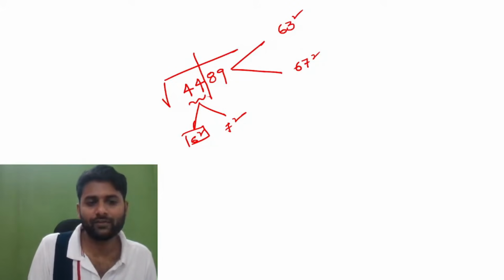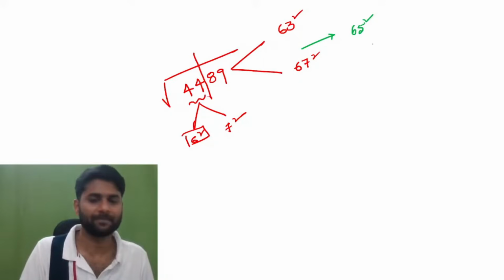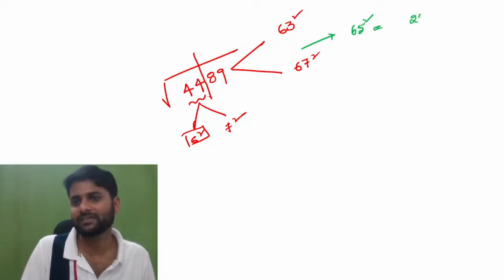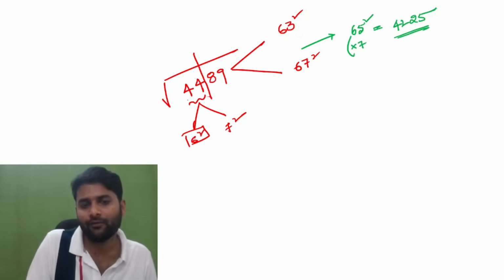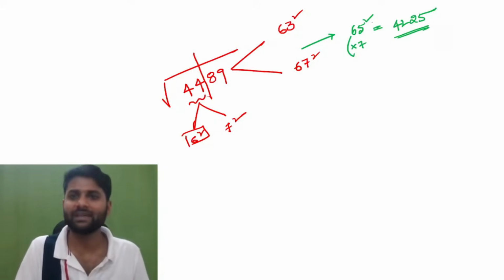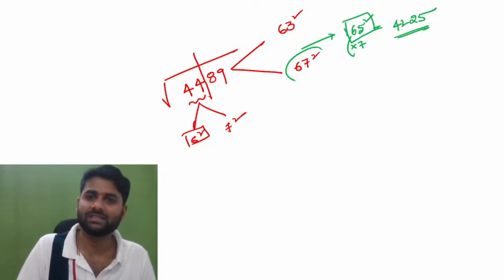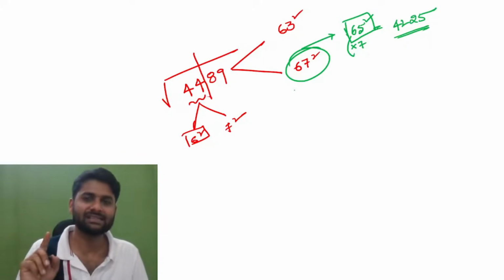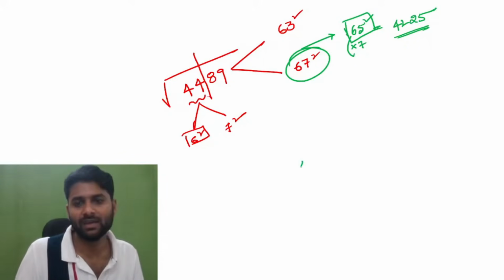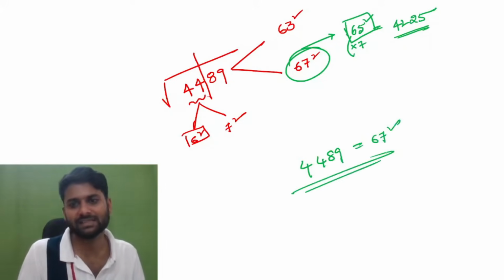So how are we going to find the exact answer? With the help of 65 square. 5 square is 25. 6 into the next number 7 is 42, so 4225. And 4489 is greater than 4225. It means your answer must be more than 65 square. More than 65 square means the answer is 67 square. So 4489 is exactly equal to 67 square.